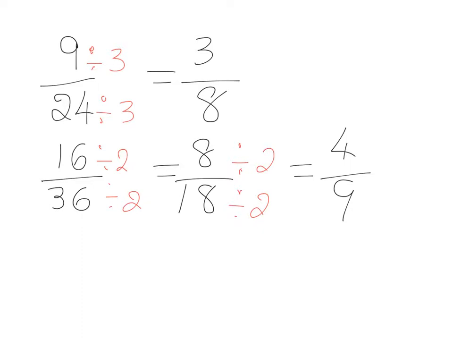The other way you could have done that was to do 16 divided by 4, which is 4, 36 divided by 4, which is 9. But if you can't think of that, think of a small number and just keep going till you can't divide anymore.